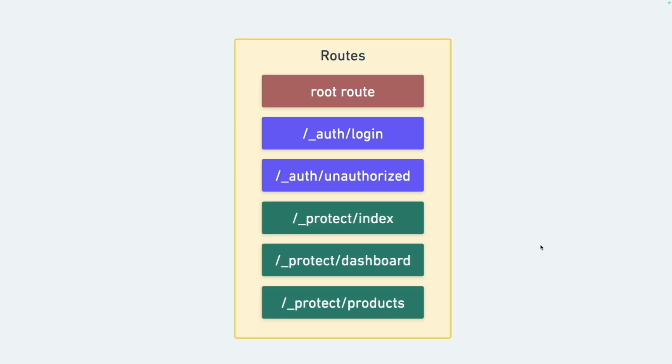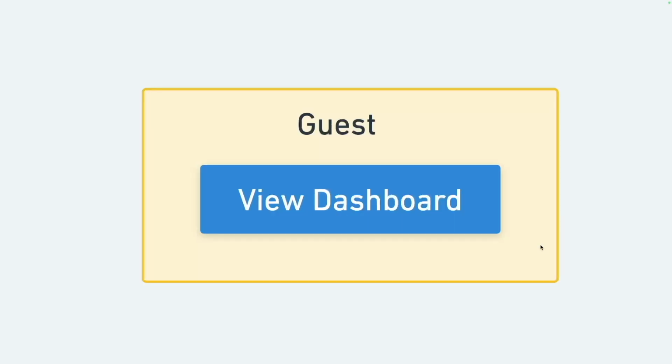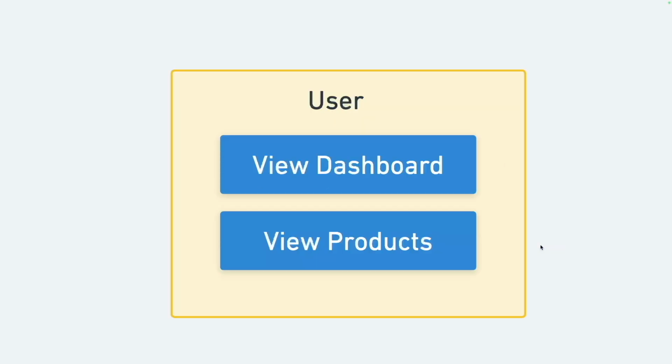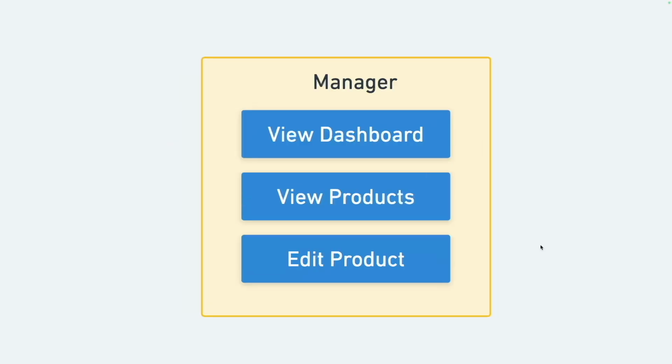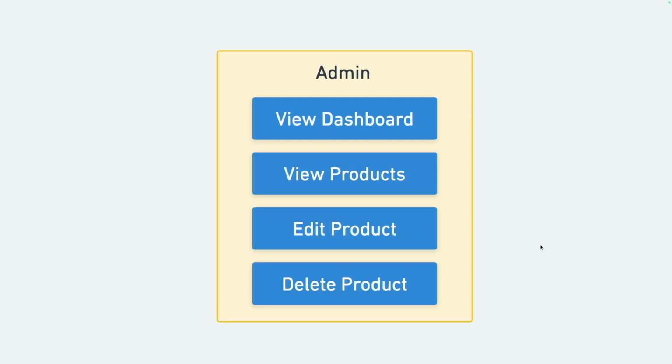We have an exception for the dashboard because we will be allowing the guest user to view the dashboard also. If you are a user with a guest role, then you have the permission of view dashboard. If you are a user with a user role, then you can view a dashboard. You can also view the products and the product listing. If you are a manager, you can view dashboard, products, and you can edit a product. And if you are an admin, then you have all access. You can view the dashboard and you can manage the products, like edit and delete. Now we have a basic sense of what project we are going to build.